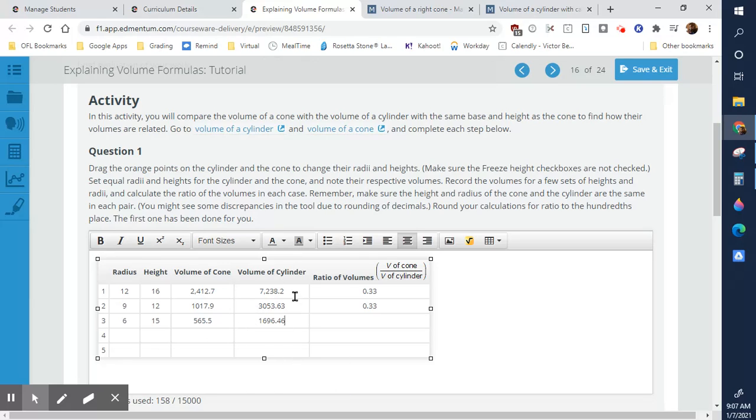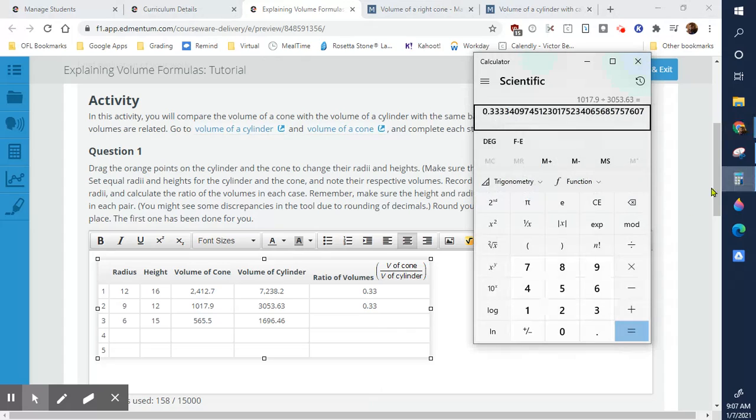And this is the reason why I'm not doing all 5 of them. You see 2, you kind of get the idea. So we're going to do 565.5 divided by 1696.46. And we still get that 0.33. So 0.33. And this is 1/3.